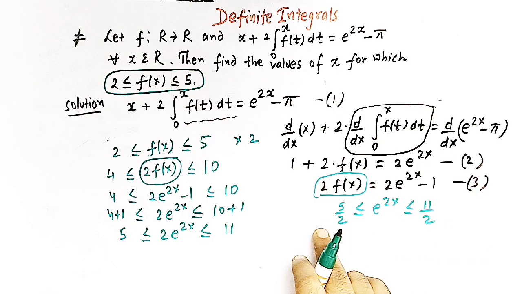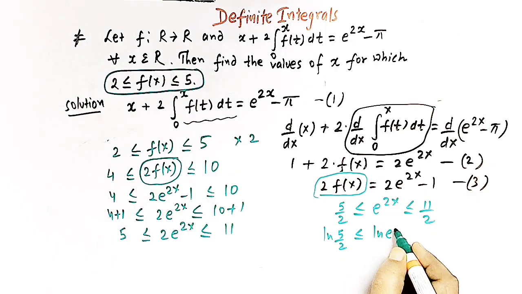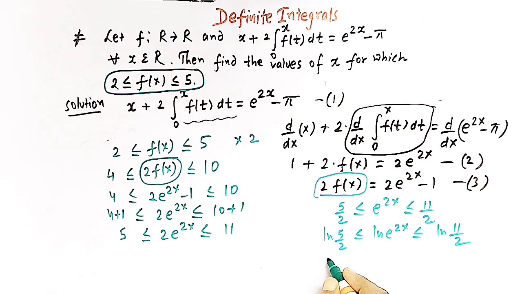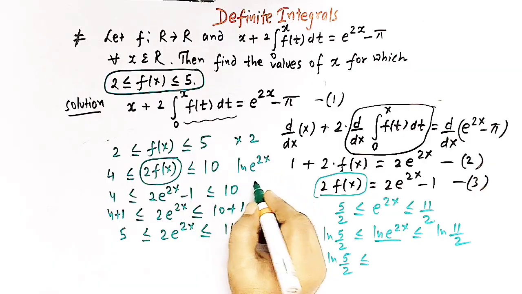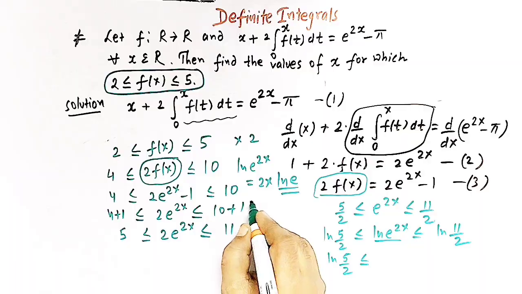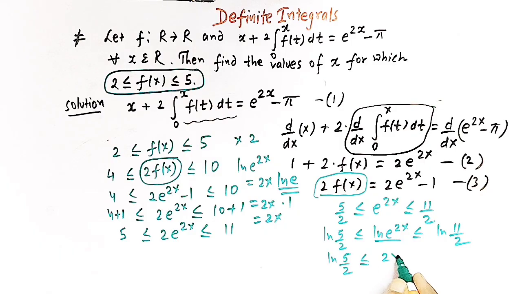So taking natural log throughout, we have log of 5 over 2. Here we have log of e raised to 2x, and here we have log of 11 over 2. So this is the natural log of 5 over 2, and this term, natural log of e raised to 2x, is equal to 2x. Natural log of e is 1. So we have 2x times 1, that is simply 2x. So here we have 2x, and here we have natural log of 11 over 2.